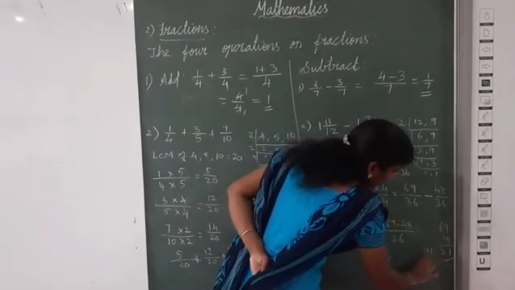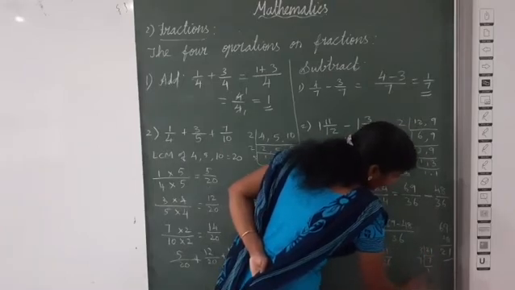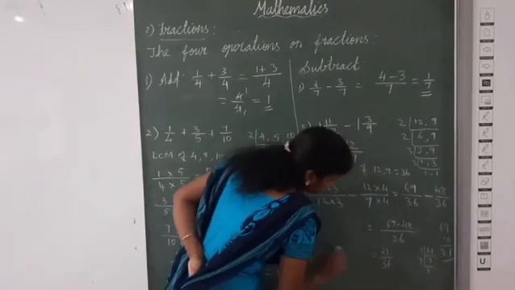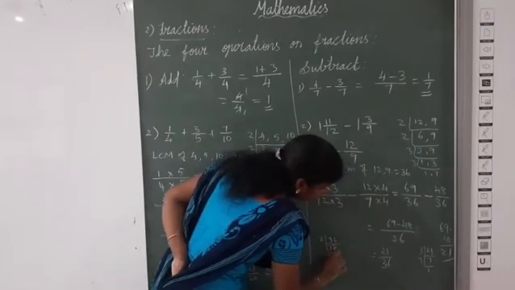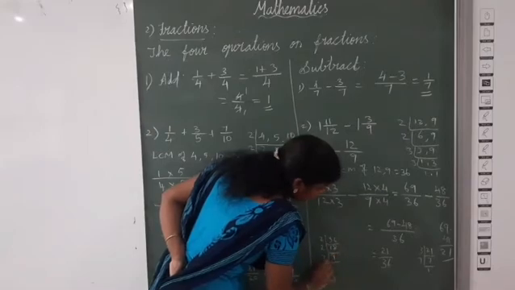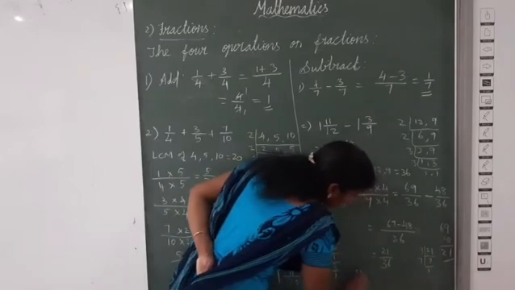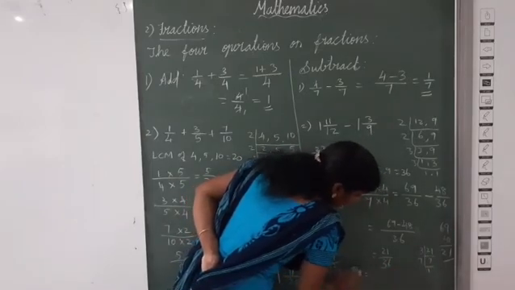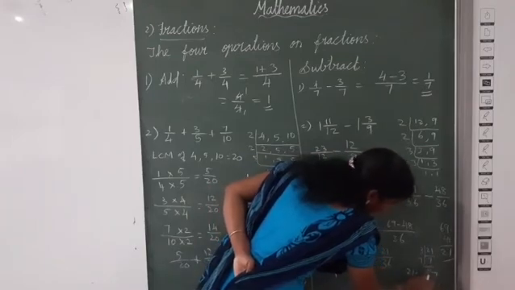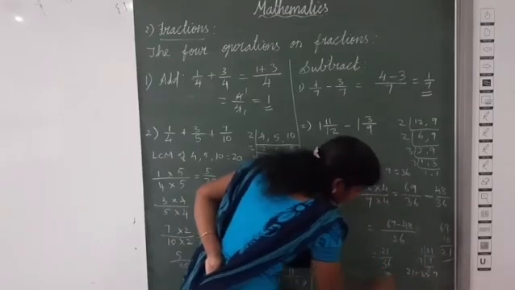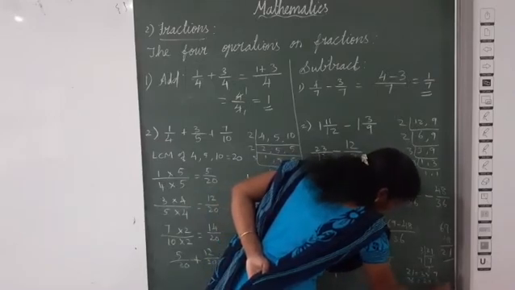21, what is the common factor? 3 table, 7 3s are 21, 7 1. Then what is the common factor of 36? 36. 2 table, 1 2 is 2, 8 2s are 16. Then 2 table, 9 2s are 18. 3 table, 3 3s are 9, 3 1. What is the common factor of 21? 21 is equal to 3 into 7. Then 36 is equal to 2 into 3 into 3.